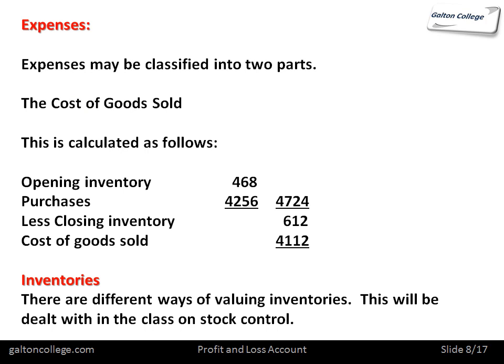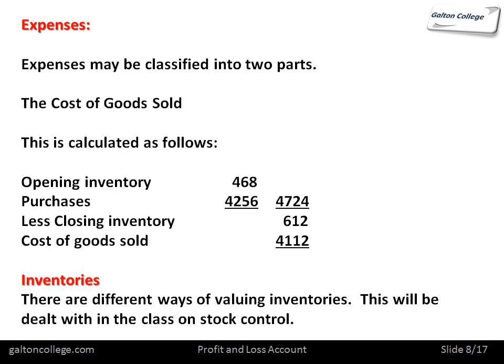Expenses. Expenses may be classified into two parts. The cost of goods sold. This is calculated as follows. The opening inventory plus purchases, which gives us 4,724, less closing inventory, less what is in stock at the end, which in this case is 612. So the cost of goods sold is 4,112.